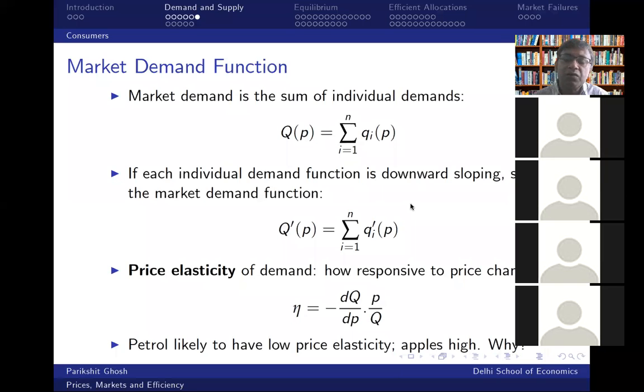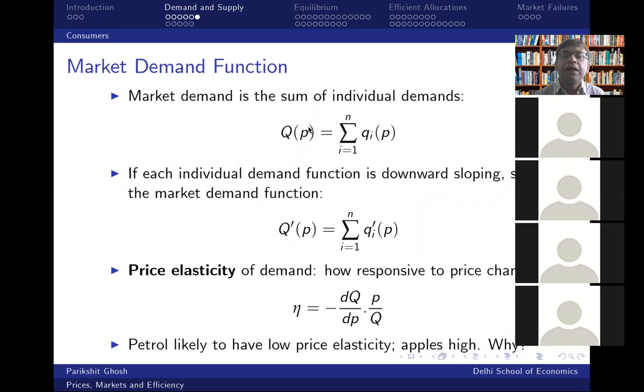So right now we are building a model which assumes perfectly competitive markets. Later on, we'll study other market structures where that assumption will be dropped. Okay, so the market demand function is just the sum of the individual demand functions, right? Simple. Each consumer has some demand function. If we assume diminishing marginal utility, these individual demand functions will be downward sloping with respect to price. So the overall market demand function will also be downward sloping.